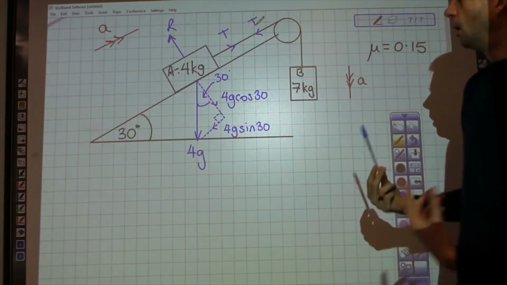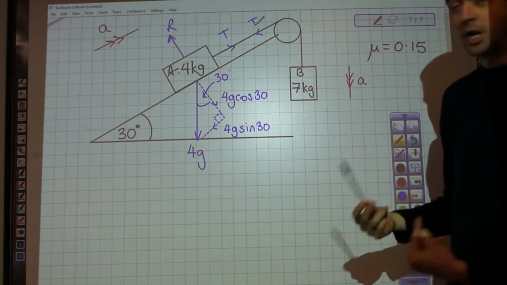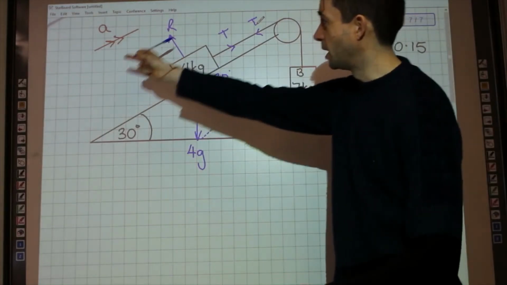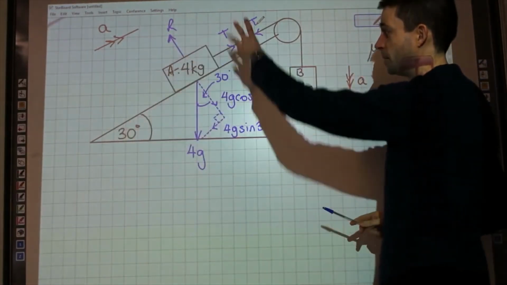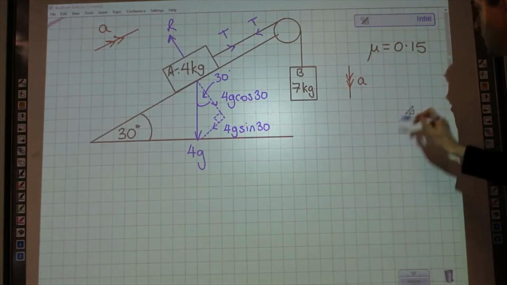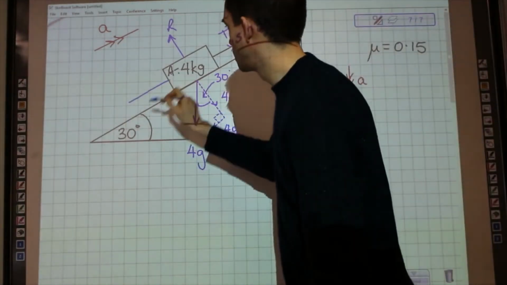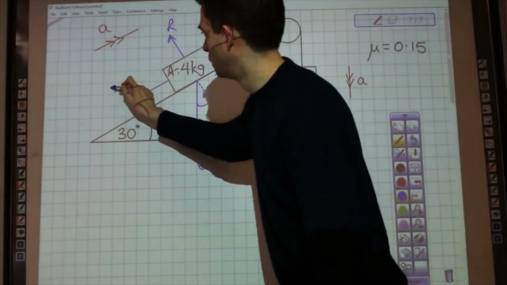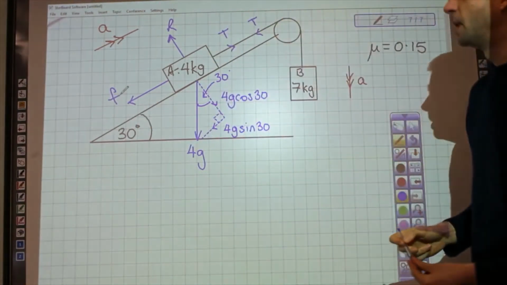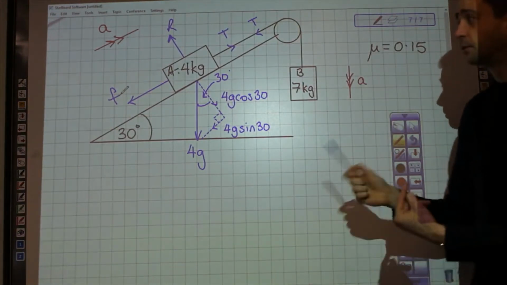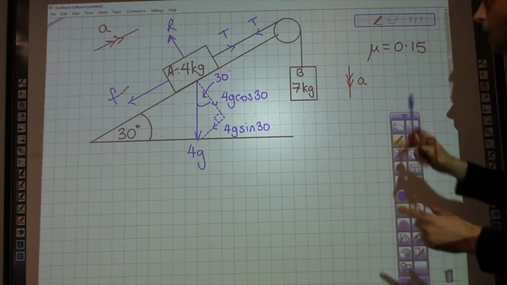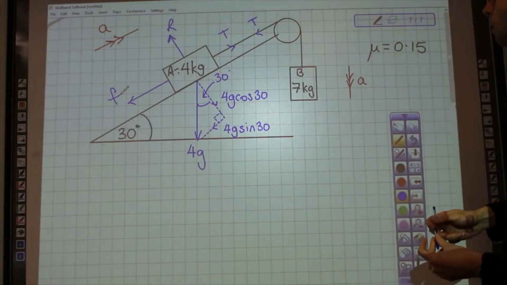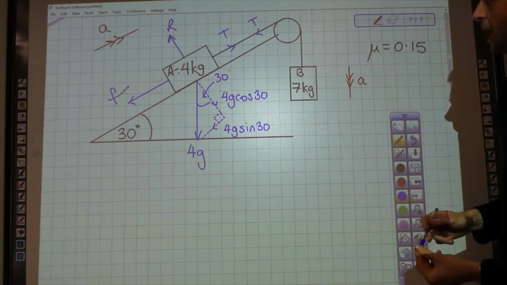Now, which way is it moving? Well, I don't have to go back and reread the question, because the fact that I labelled that the acceleration is going to go this way means that A is moving up the plane, and that is very, very important, because what that means is that my frictional force is going to act down the slope, because friction will oppose the direction of motion. So if A is moving up, friction is acting down. Label friction with a small f, please. Right, that is all the forces considered acting on A.